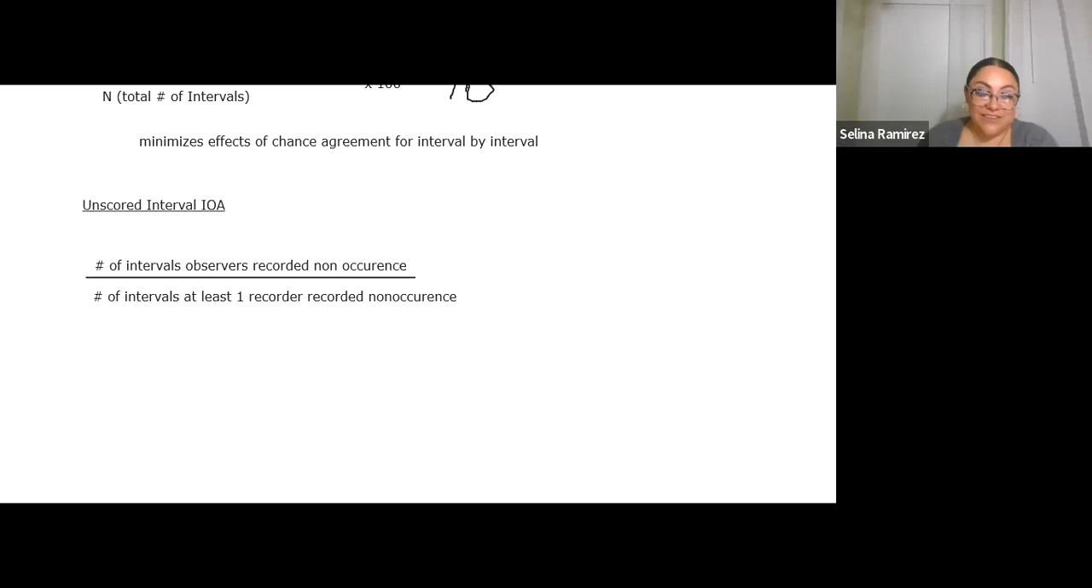Okay, so number of intervals that observers, either one of them or both, recorded a non-occurrence, over the number of intervals that at least one recorder recorded a non-occurrence. Ooh, that's confusing. Okay, so let's go look at the example.